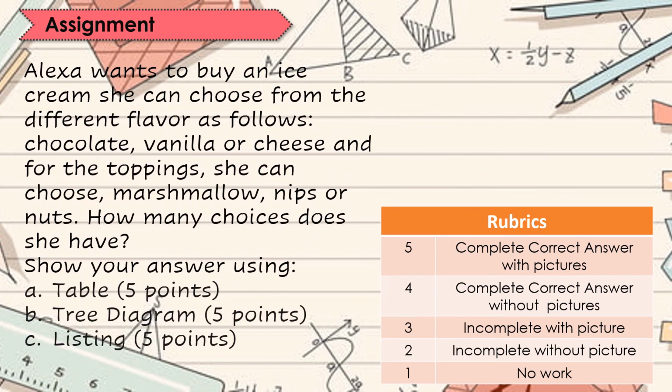For your assignment, Alexa wants to buy an ice cream. She can choose from the different flavors as follows: chocolate, vanilla, or cheese. And for the toppings, she can choose marshmallow, nips, or nuts. How many choices does she have? Show your answer using table, tree diagram and by listing method. At itong tatlong to ay worth 5 points each. So, ang total points for this assignment is 15 points. This is your rubric para makakuha ng 15 points.